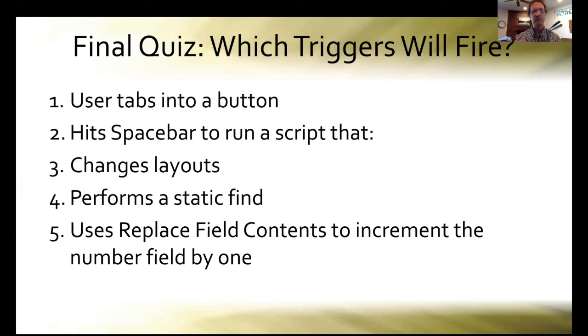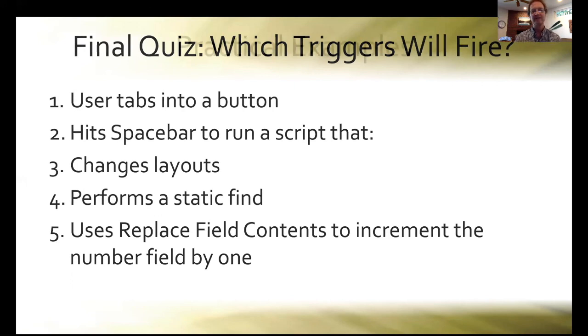And then if it's going to perform a static find, we're going to have to go out of browse mode, on mode exit, into find mode, on mode enter, on record load in find mode to load that request, and then back out of find mode, on mode exit, as it performs the find and takes us back into on mode enter browse mode, and then finally loads a record. That will have performed the find. Then the replace field contents command doesn't trigger any script triggers because it's one of those bulk operations.